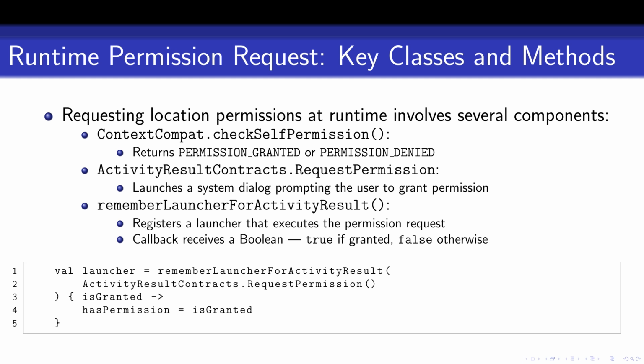If permission has not been granted, you can launch a permission request using rememberLauncherForActivityResult in Jetpack Compose. This launches a system dialog asking the user to allow or deny the location request. The result is returned as a Boolean flag, indicating whether access was granted. This process ensures user control and aligns with Android's security model.